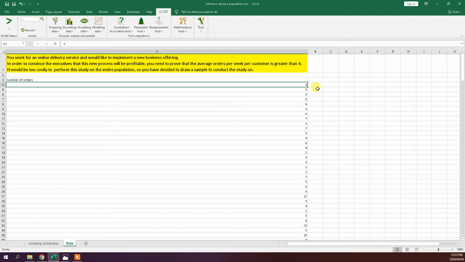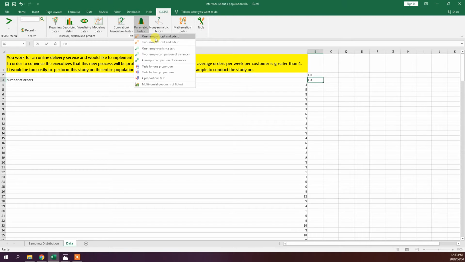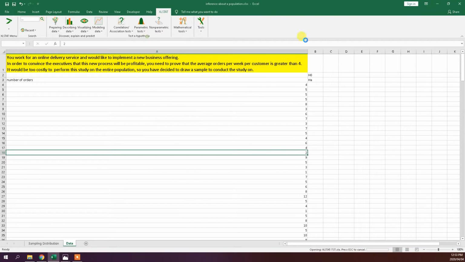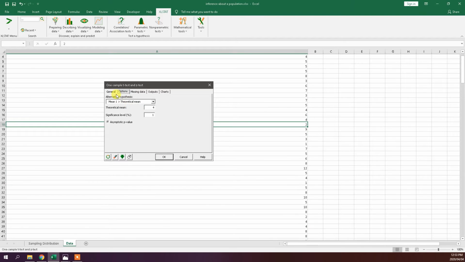So the process is you want to start with your hypotheses. It's a very quick process if you just use XLStat, which is what I'll be using. But I'm going to go through the basic process just to see what it looks like. If you're using statistical software, all you'll do is go up to one sample t-test and then input your parameters.